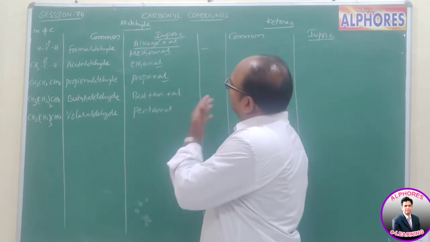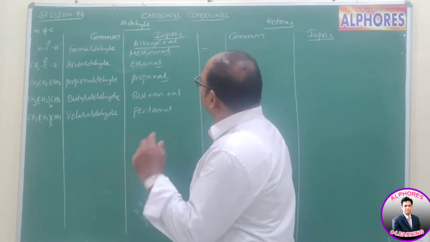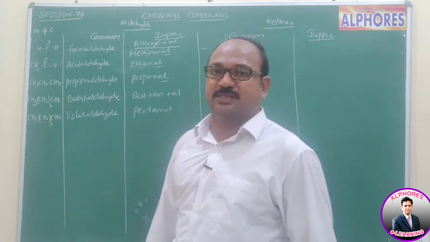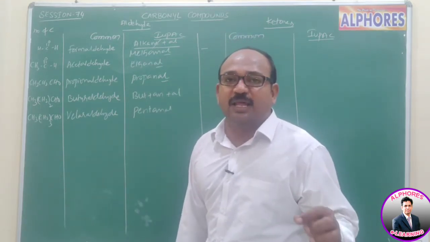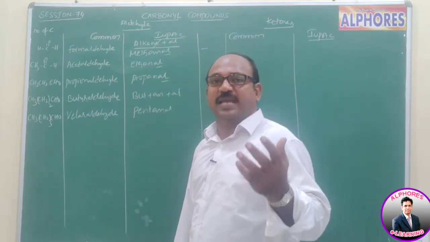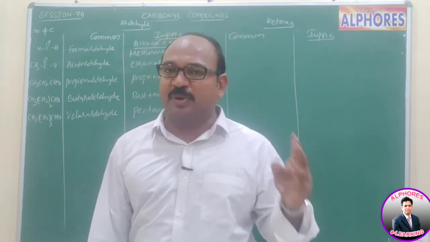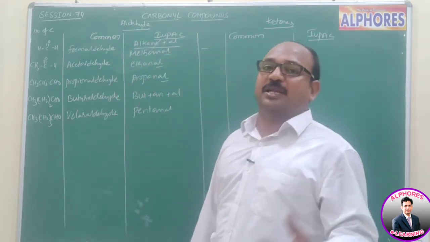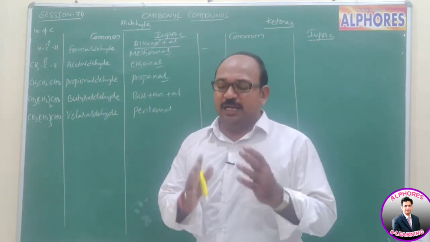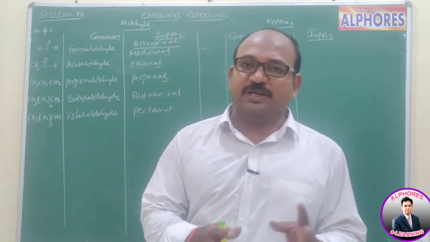Now let us see in case of ketones also how names are going to be assigned. One carbon containing ketone does not exist. In order to exist as a ketone, the compound must consist of a minimum of 3 carbon atoms. So in general what we are going to learn? Aldehydes and ketones are functional isomers.